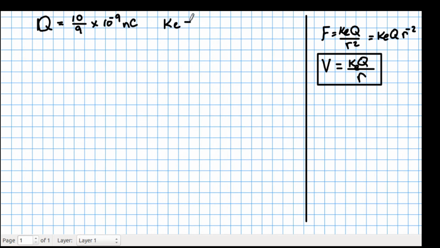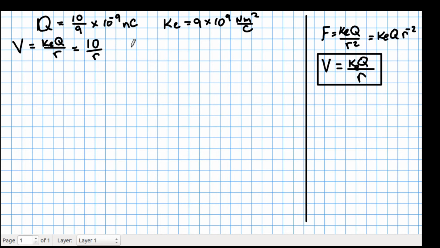I know that my Coulomb constant is 9 times 10 to the positive 9 newton meters squared per coulomb squared. So what that tells us is that our Coulomb potential for this point charge is going to be kQ over r. So that is 10/9 times 10 to the minus 9 times 9 times 10 to the plus 9. So my powers of 10 are going to cancel each other, and 10/9 times 9 is just 10. So this potential will be 10 over r.